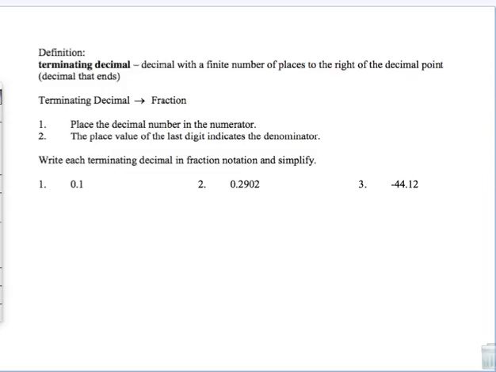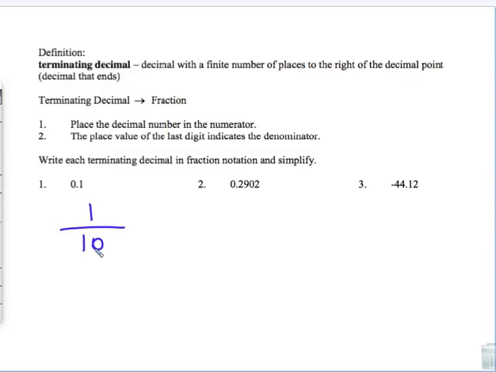What we're going to talk about is taking a terminating decimal to a fraction, and I've given you a two-step process. Number 1, place the decimal number in the numerator. Number 2, place the value of the last digit would indicate the denominator. So for example, number 1 is a tenth. A tenth means put this number over 10. So the value of the number is 1. Its place value is a tenth, so it's 1 over 10. And that's the same as the decimal 0.1.